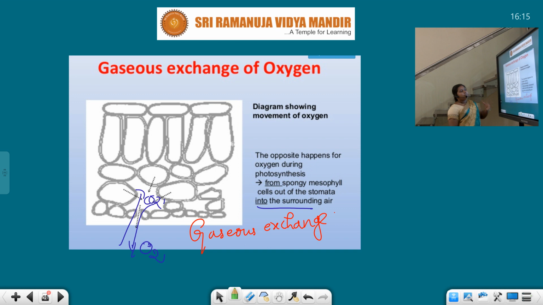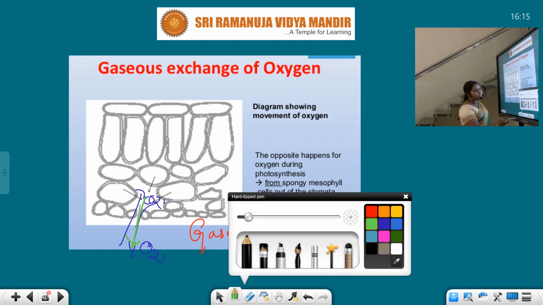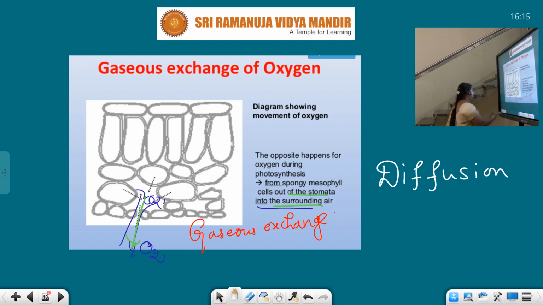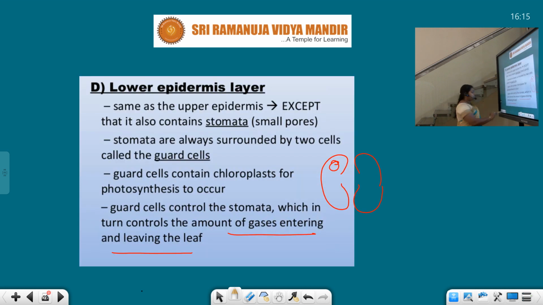Here, the opposite happens for the oxygen during photosynthesis: from spongy mesophyll cells out of the stomata into the surroundings. In the previous slide, we saw the entry of carbon dioxide into the leaf body. Now we are seeing the opposite, the exit of oxygen. Exchange of the gases takes place by means of a physical procedure known as diffusion. Next.